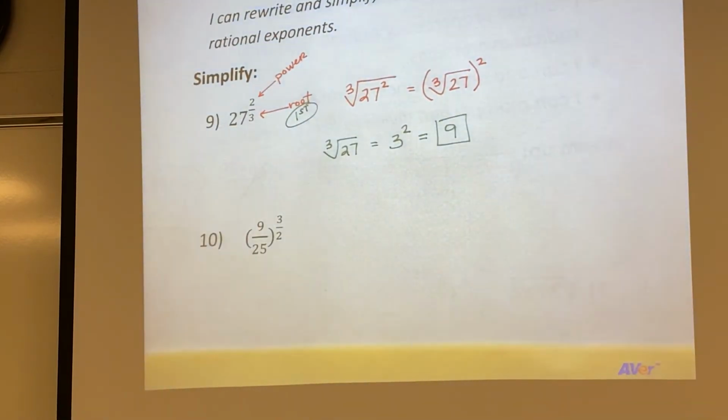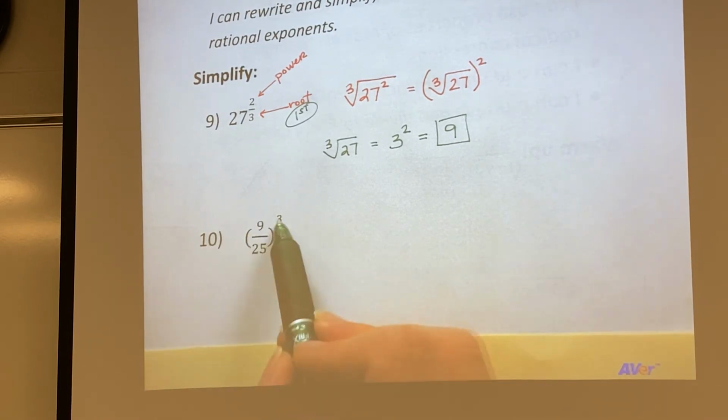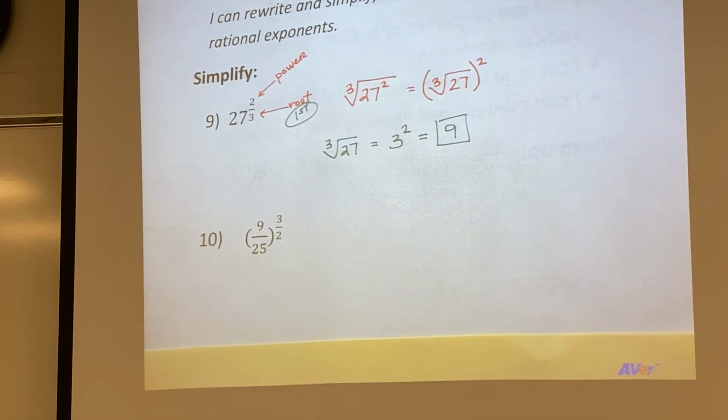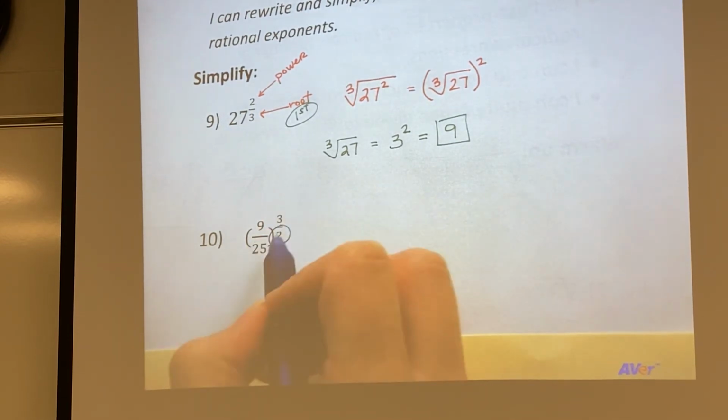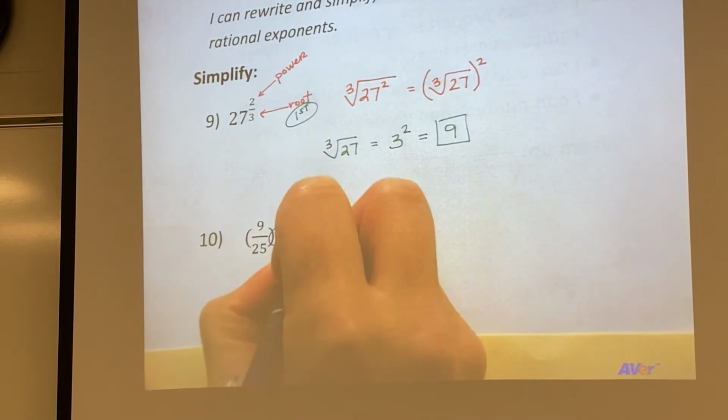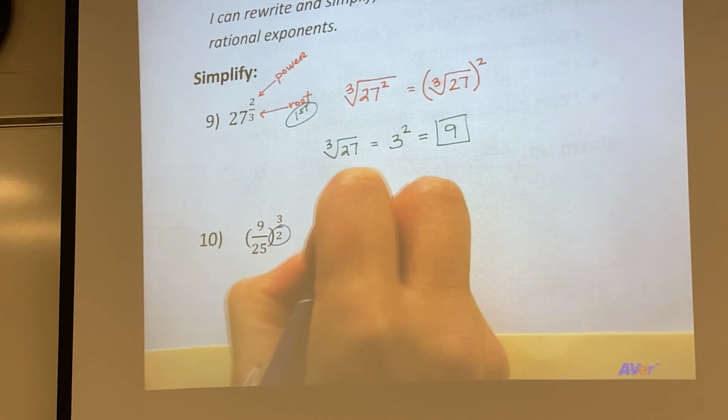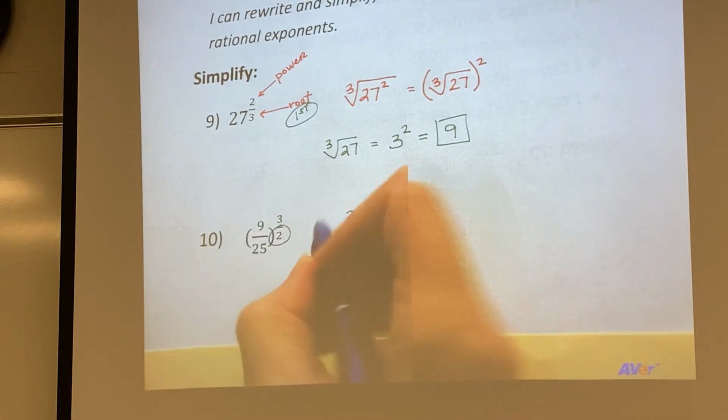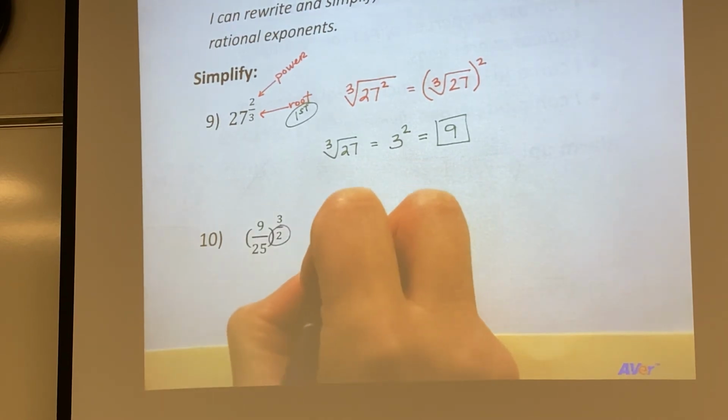All right, let's try another one. Now we have 9/25 is our base to an exponent of 3/2. 3 is the power, 2 is the root. So again, just like last time, I'm going to do the root first. I'm going to take the square root of each one of these. So the square root of 9 is 3. The square root of 25 is 5.